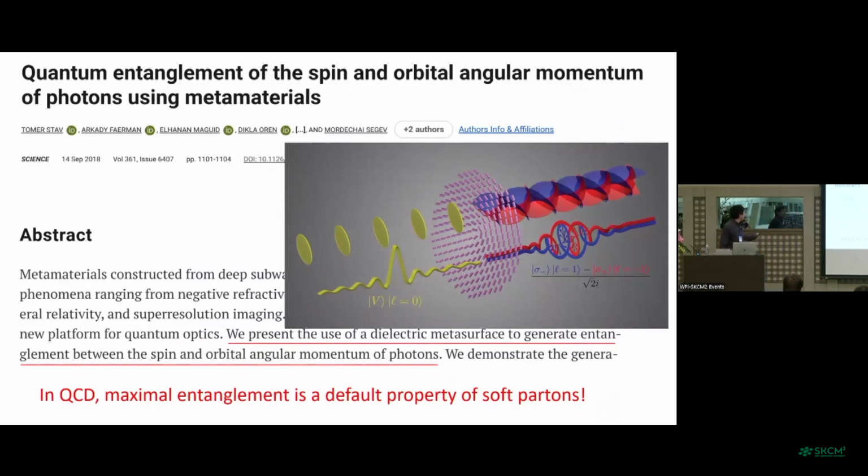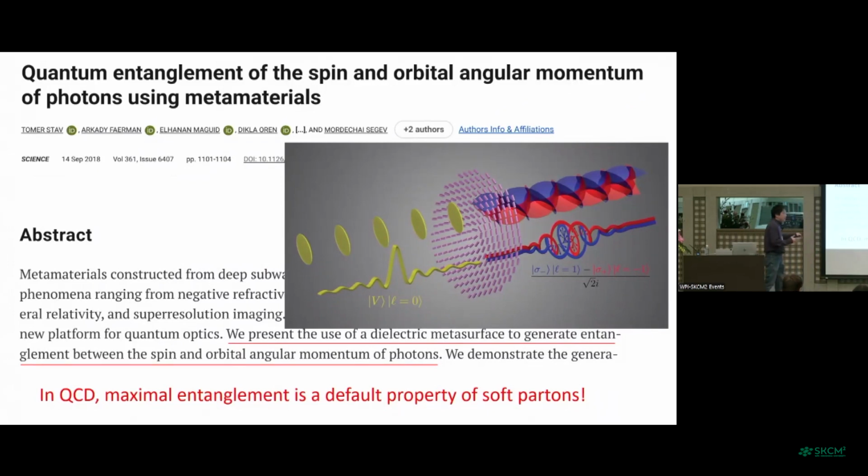So here's a paper published in Science in 2018 where they experimentally realized these maximally entangled photons. Here's a very interesting experiment. You have a beam of linearly polarized photons, and this beam hits a material. It's a special material called a metamaterial, which I don't know anything about.